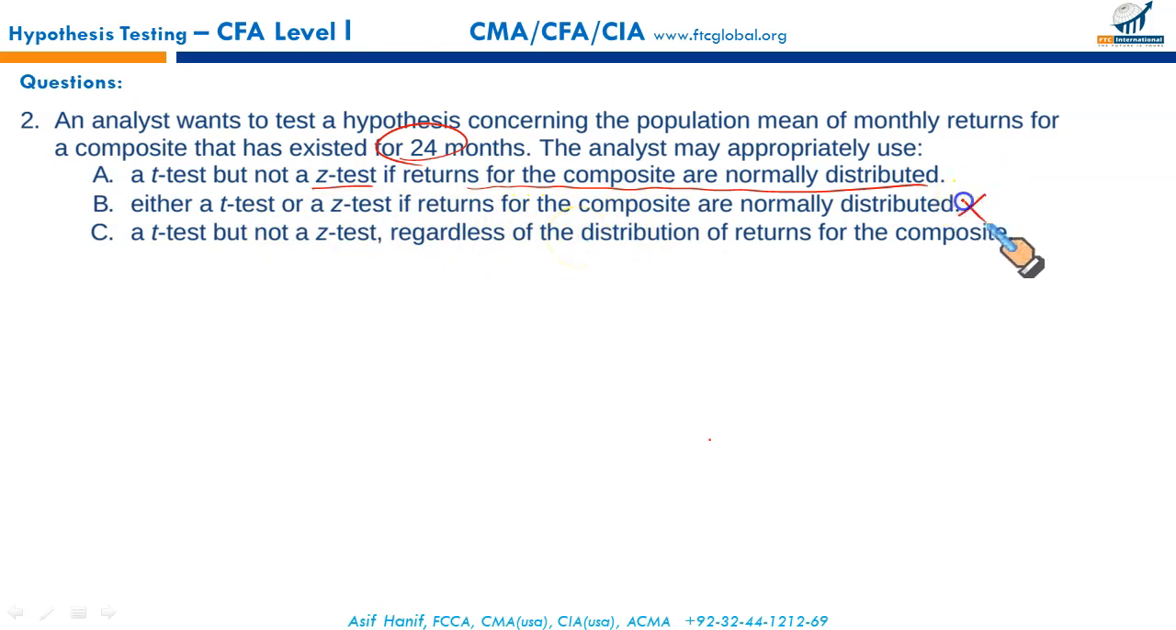Now this is not true. If the population variance is not known, we can't use a z-test. So this is wrong. A t-test but not a z-test regardless of distribution is wrong. This is again wrong. If the distribution is normally distributed, and even if n is greater than 30, we can use the normal distribution. But if the population has a non-normal distribution, then no test statistic is possible, not t and not even z. So that makes A the correct option.